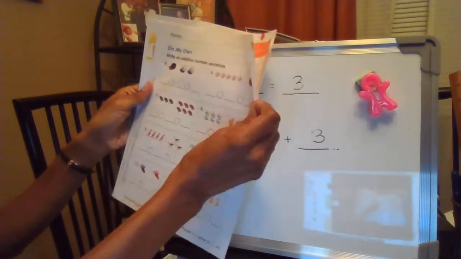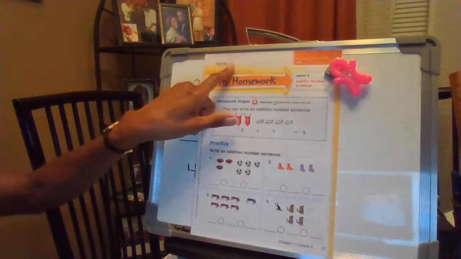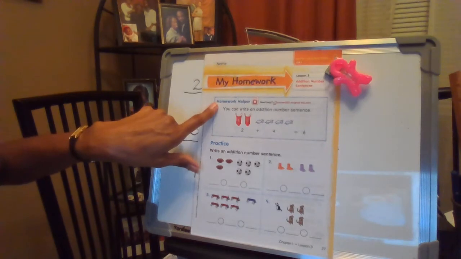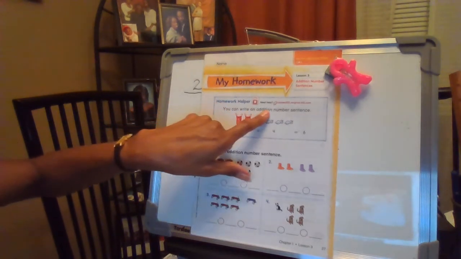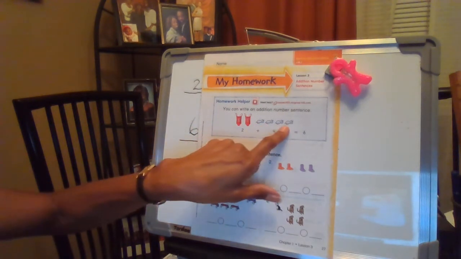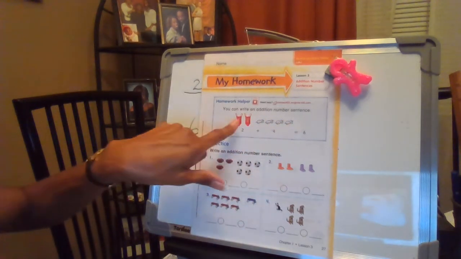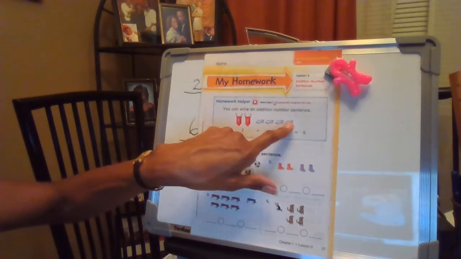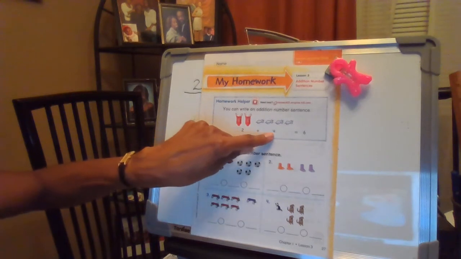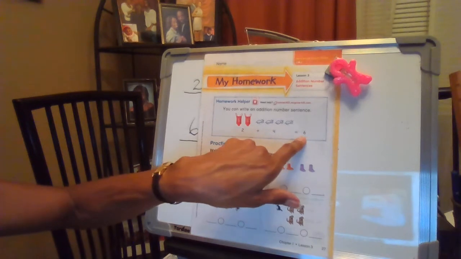You're going to post this page, which is page 25, to your Seesaw journal. Then your homework. You're going to write your name on both sides of your homework. Read the homework helper. It says you can write an addition number sentence. 2 bathing suits plus 4 goggles equals, you count how many swimming wear you have. 1, 2, 3, 4, 5, 6. So 2 plus 4 equals 6. This is your addition number sentence. Why? Because it has a plus sign and an equal sign and your sum.